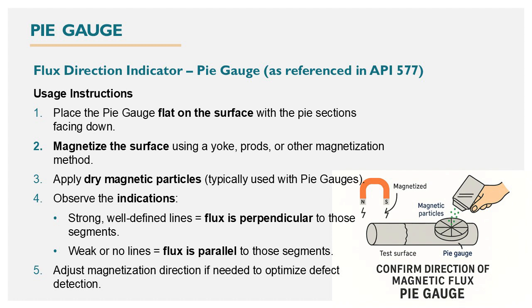Step number 4 is to observe the indications. Strong, well-defined lines mean flux is perpendicular to those segments. Weak or no lines mean flux is parallel to those segments. Step number 5 is to adjust the magnetization direction if needed to optimize defect detection.